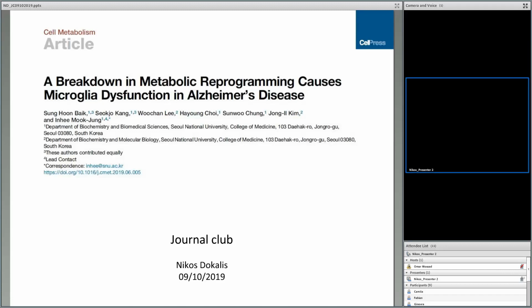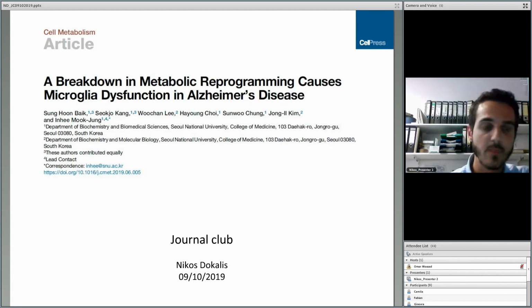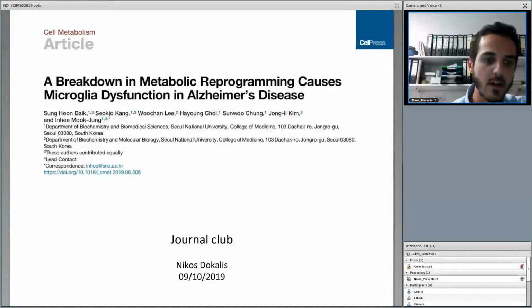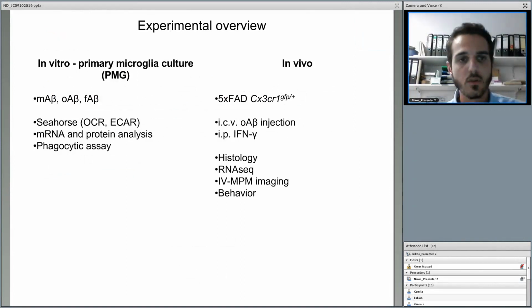Or less. And the title is A Breakdown in Metabolic Reprogramming Causes the Microglia Dysfunction in Alzheimer's Disease. So first, I will go through a brief overview of what they did in the experiment, so you can follow the paper more easily. So they went from the in vitro setting to an in vivo setting.